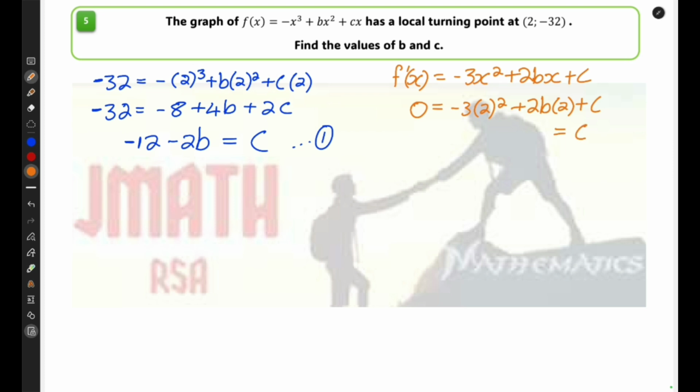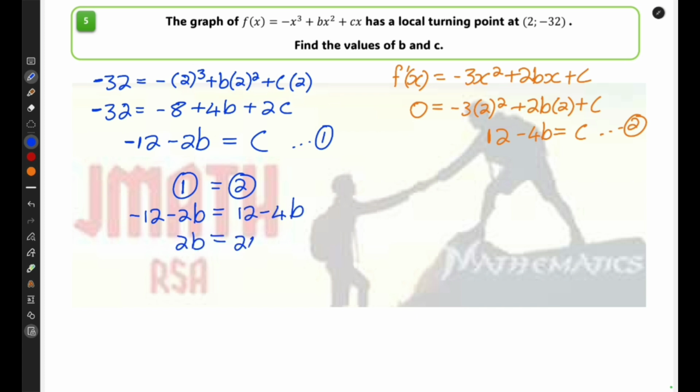I want c alone. So that is going to be minus 3 times 4 gives me minus 12. I bring it over. It's positive 12 minus 4b, and that would be equation 2. Now I can make them equal to each other, and that's how I would solve for b. So minus 12 minus 2b is equal to 12 minus 4b. Take the b's to the left, so 2b is equal to 24. b is equal to 12.